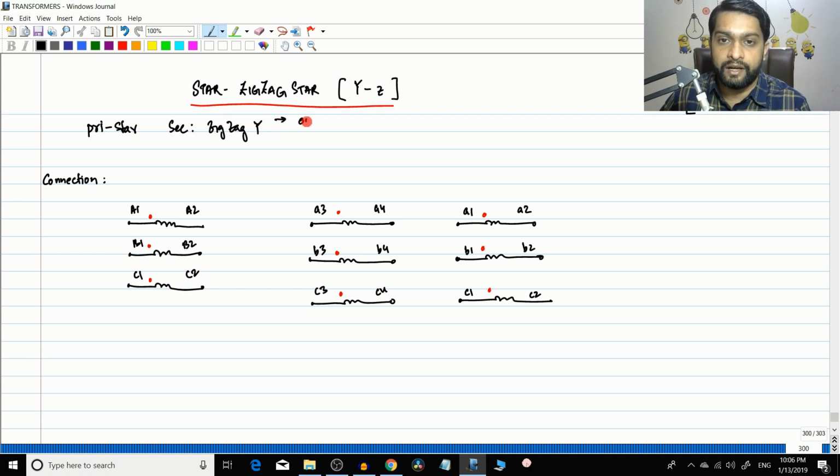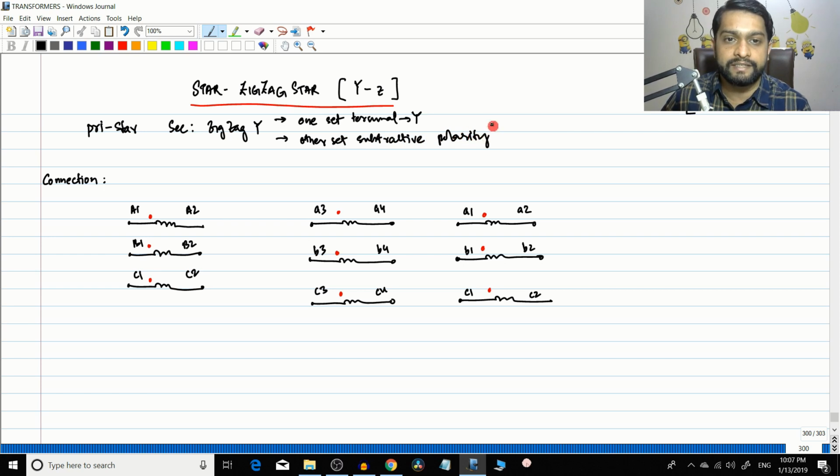And what was zigzag star? You take one set of terminals and connect them in star. The other set you connect in subtractive polarity. This is what we have discussed all around in the delta zigzag star connection. So basically the only change will be in the primary side. We are going to connect it into star. How are we going to connect it into star? I'll take the non dotted ends and connect them together, because that is the star connection. I'll put a neutral point here. So this is the star connection in the primary side.